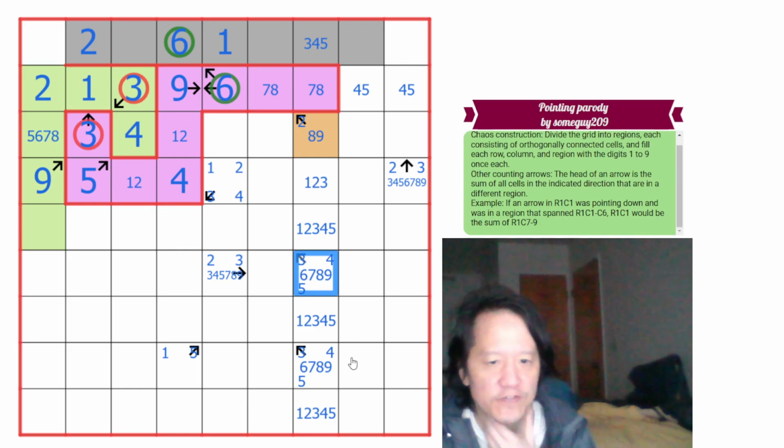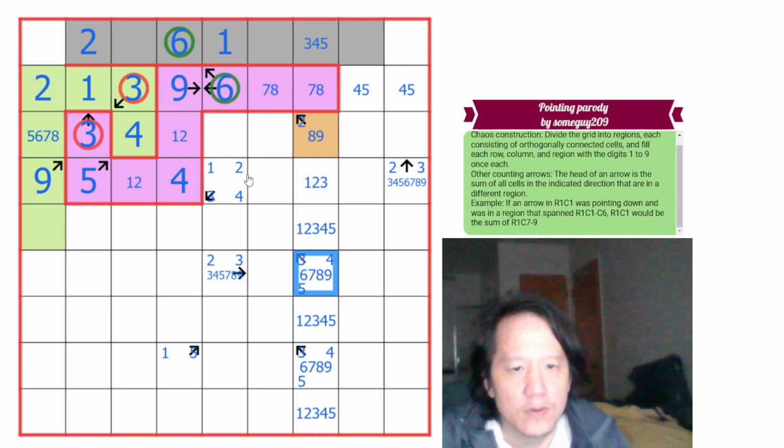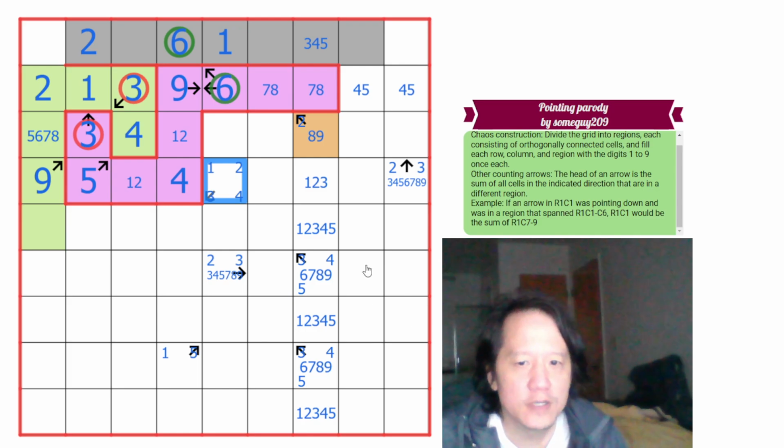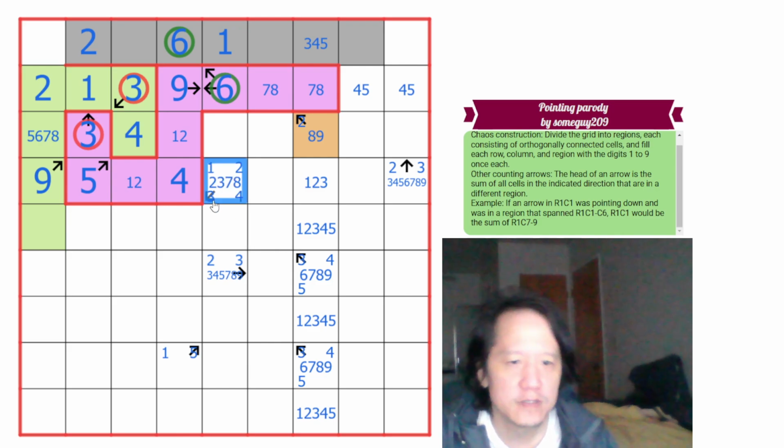Interesting. If this is 6, that means this does not count this one. So the only way this cell counts this one is if they're not in the same region. And this would have to be 9, and then therefore this would be 6. This can't be 1, 4, 5, 6, or 9. So this is 2, 3, 7, or 8.